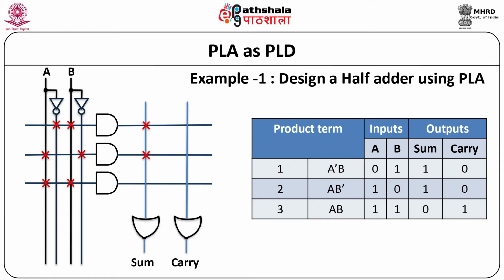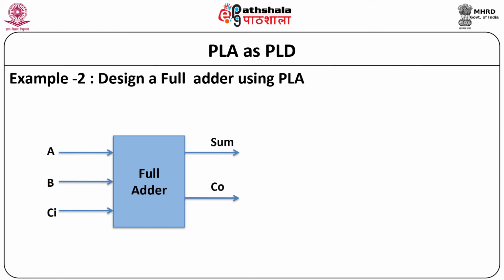Let us now program OR matrix. For generating sum, the cross link is put on first 2 product terms A bar B and A B bar. Carry out is generated by putting the cross link on the product term A dot B and OR gate interconnections. Let us consider another example. Design a full adder using PLA. Full adder is a combinational circuit which accepts 3 bits as inputs, namely A, B and carry in Ci, and generates 2 bit outputs sum and carry output.